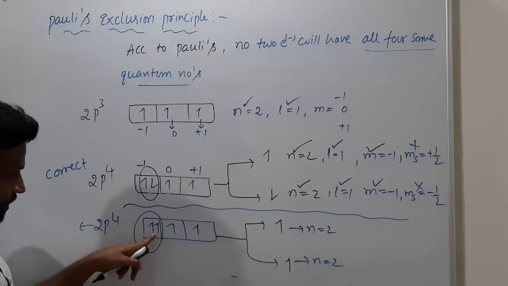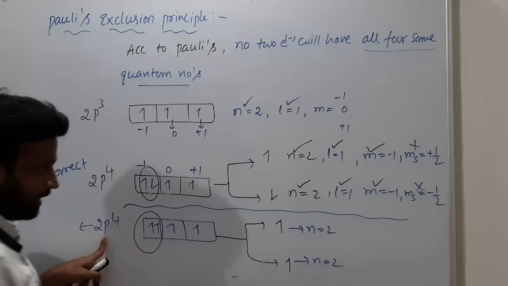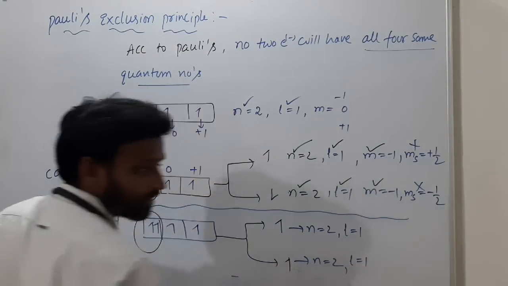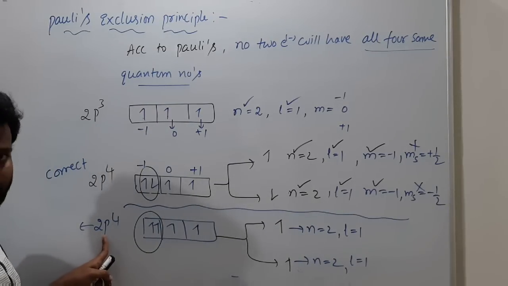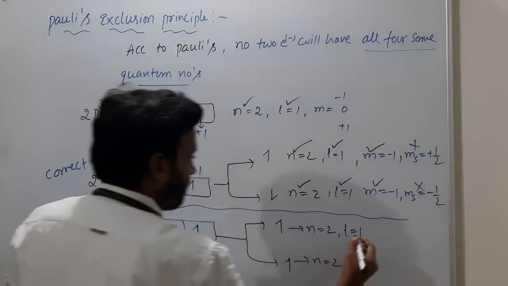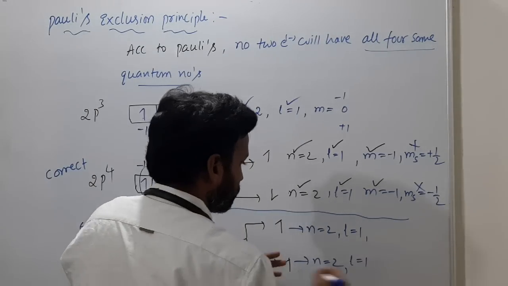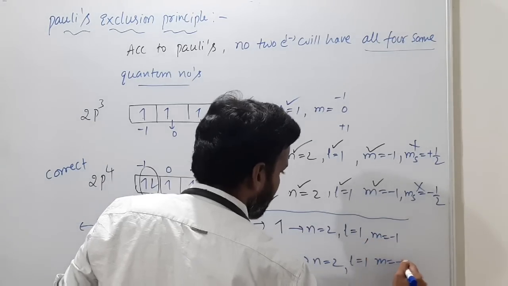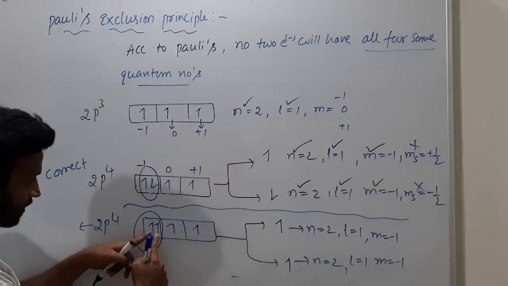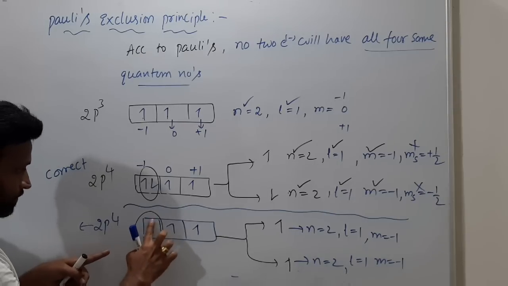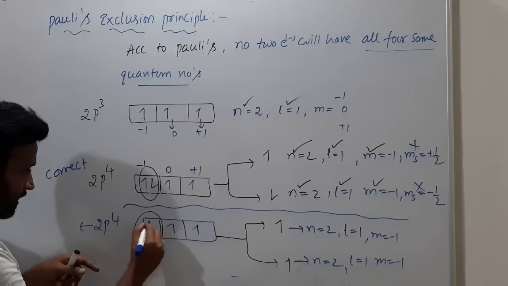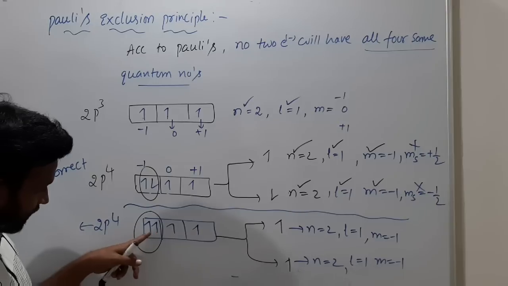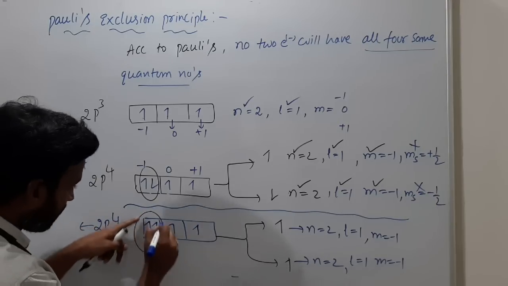Both electrons, these two electrons, belong to p. That means l is equal to 1. Next, the magnetic quantum number is also -1 and -1, because both electrons, as you can see what I have written here, two electrons: one is like this, one is like this. Both two electrons are present in the same box.